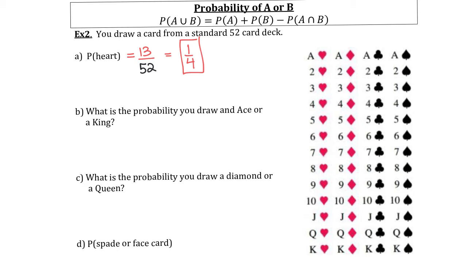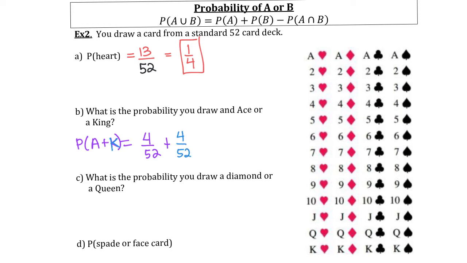For B, what's the probability you draw an ace or a king? So the probability I will draw an ace or a king. What are the positive outcomes? Let's say I pull an ace. Well, there are 4 aces out of 52 cards. Plus, what's the probability I will draw a king? There are 4 kings, so that's 4 out of 52.